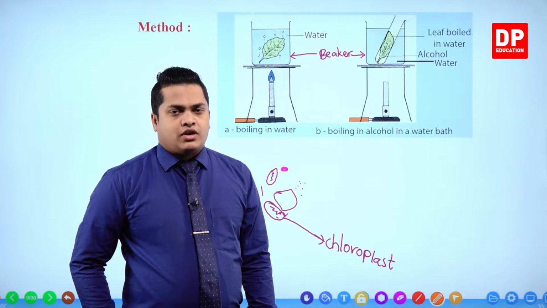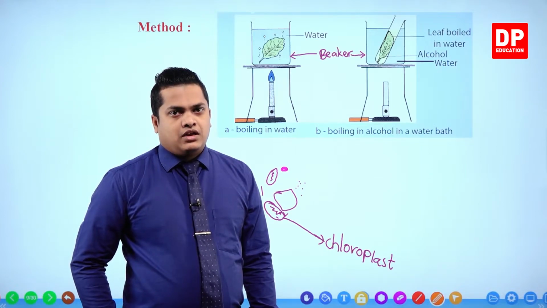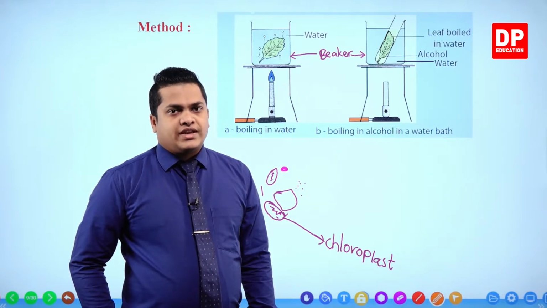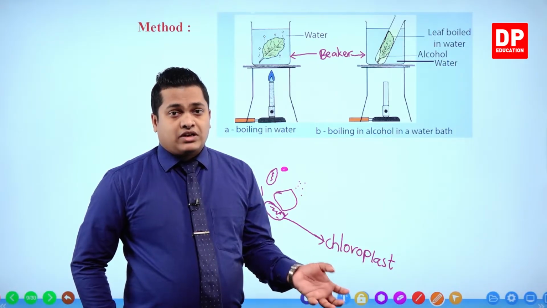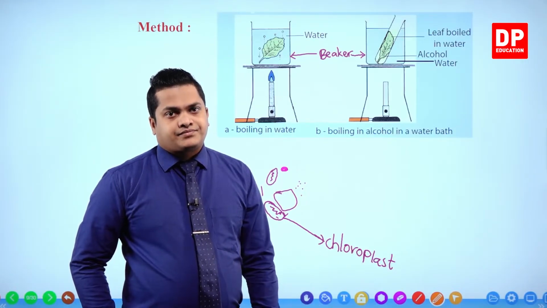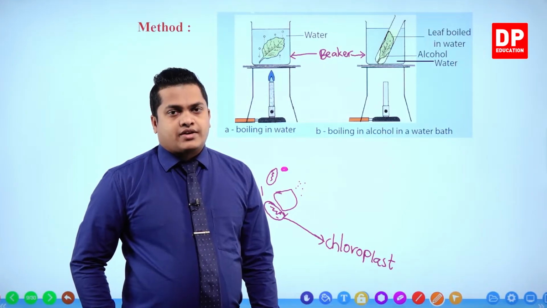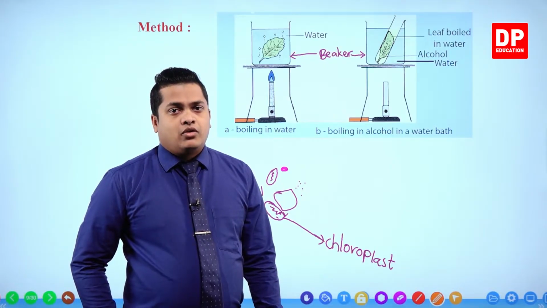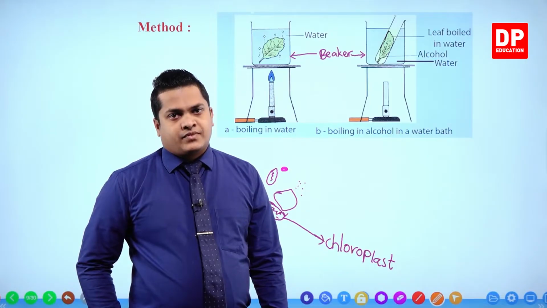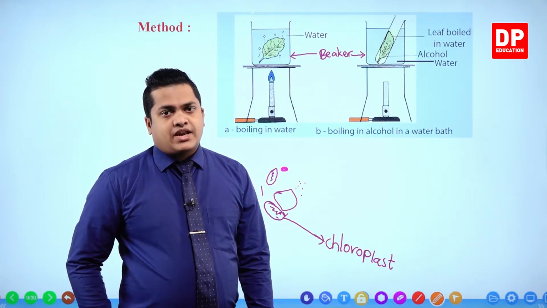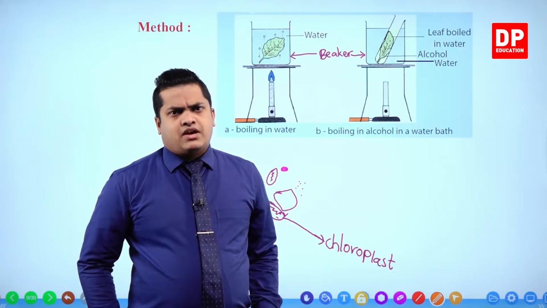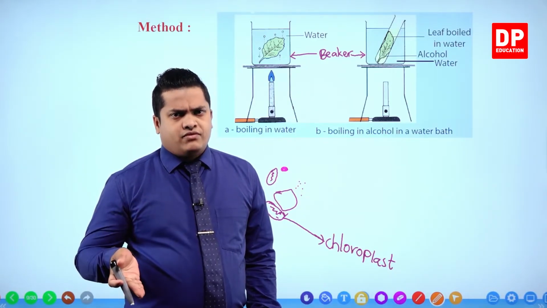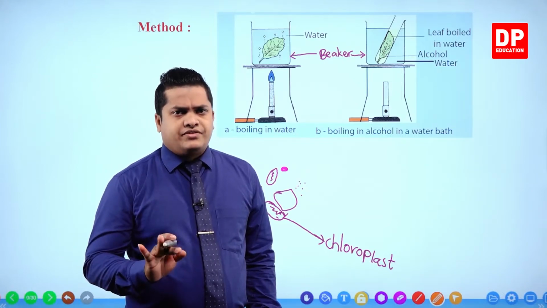Alcohol is a wonderful solution for chlorophyll. Chlorophyll is not getting dissolved like water-like substances. Okay, chlorophyll is not getting dissolved in a watery medium. You know that there are certain substances in our environment which can be dissolved within water and which cannot be dissolved within water.